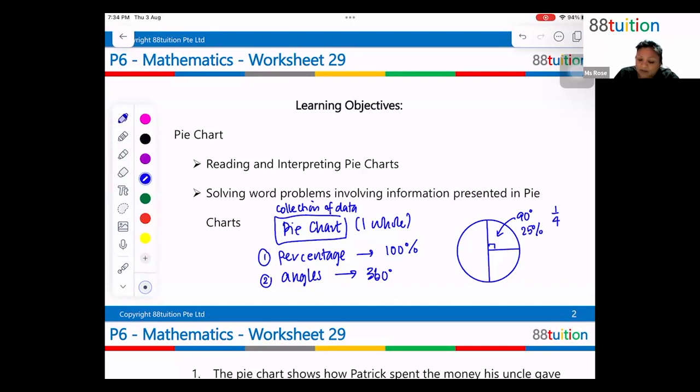All right. Now, let me give you an example. Let's say this is 52 degrees. If I were to represent this part in terms of a fraction, how do I do it? I only know that the angle that represents this part is 52 degrees. So how can I represent this as a fraction? What do I do?